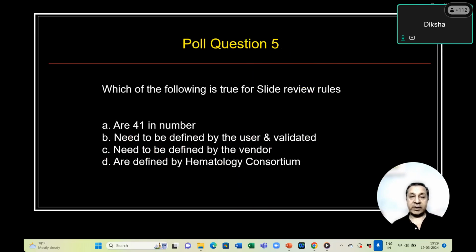So let's take a quick question regarding slide review rules. There are four choices here. They are supposedly 41 in number. They need to be defined by the user and validated. They need to be defined by the vendor, or they are defined by the hematology consortium. And the answer to this is B, which is they need to be defined by the user and validated before they are put into effect in your respective laboratories.